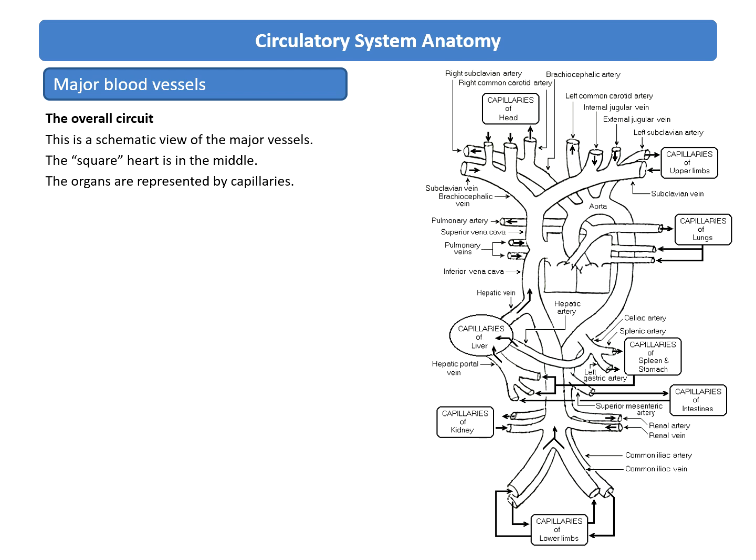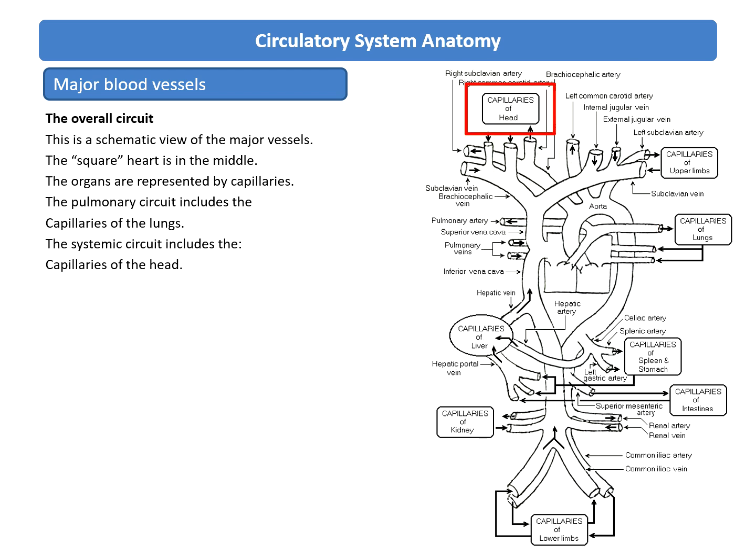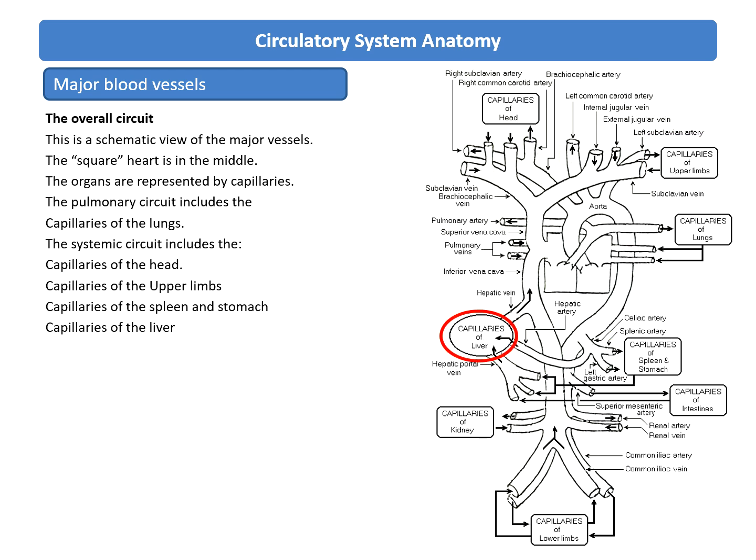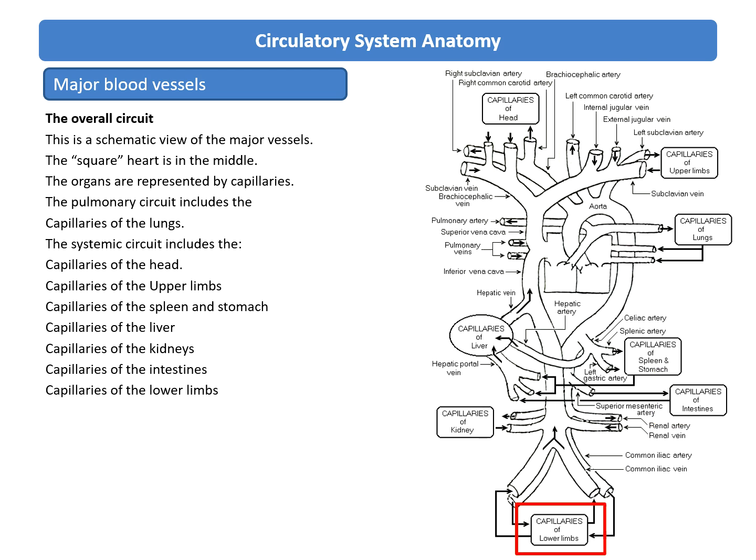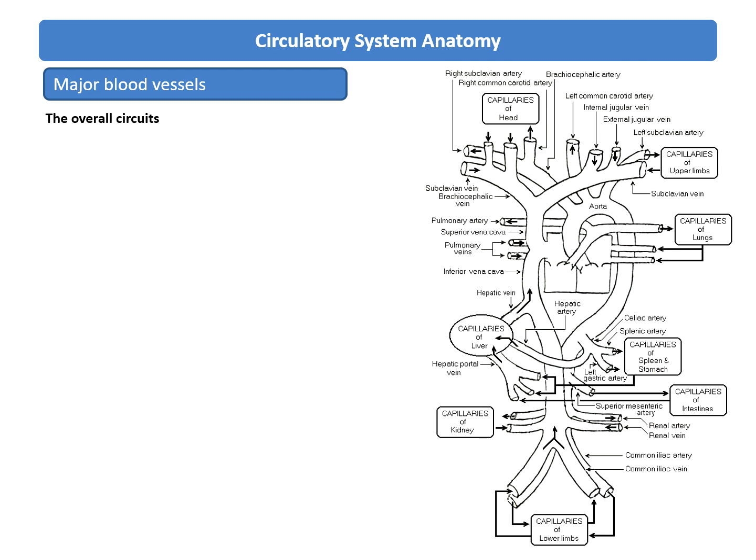The organs are represented by capillaries, such as the pulmonary circuit, for the capillaries of the lungs, the systemic circuit, capillaries of the head, capillaries of the upper limb, capillaries of the spleen and stomach, capillaries of the liver, capillaries of the kidneys, and capillaries of the intestines, and capillaries of the lower limbs. Let's look at the overall circuit.